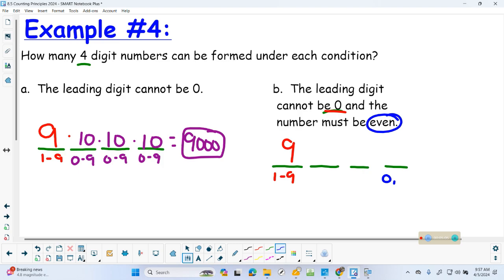What else could it end in? 2. 4. Is 0 considered even? Yes, I'll count it as even. Like 10. Okay, what else could it end in? 6. What else? 8. So there's 5 choices for your last blank. Now, are there any restrictions about the middle two? No. So you have the full 0 through 9 on these, or 10 choices. And of course, we just multiply all that together. So 9 times 10 times 10 times 5. Final answer: 4,500. Got it.